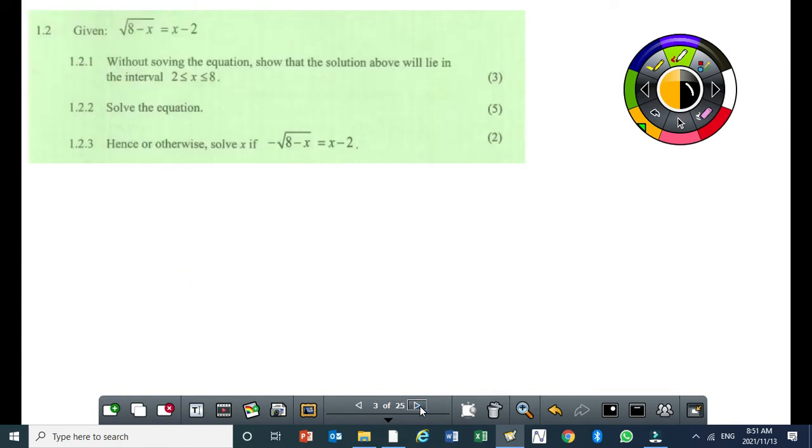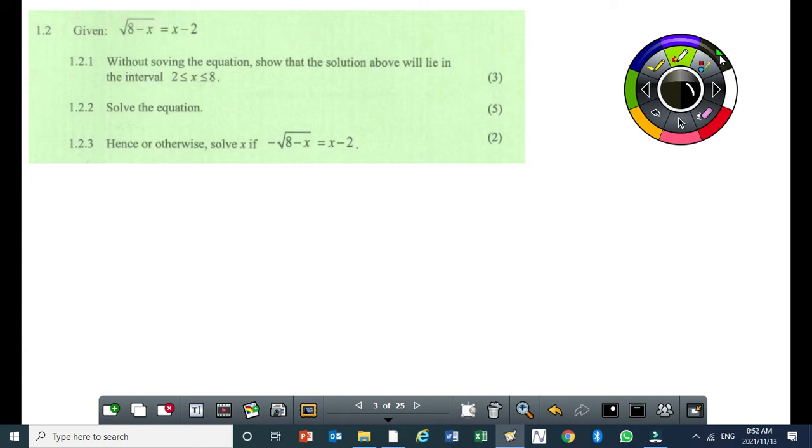Now, the next question is the third equation. Okay? You are going to get a question of this nature, whereby you are required to solve a third equation. Now, a third equation is an equation that has got x inside the square root. That's a third equation, right? So the first question here, it says, without solving the equation, show that the solution above lies between that.